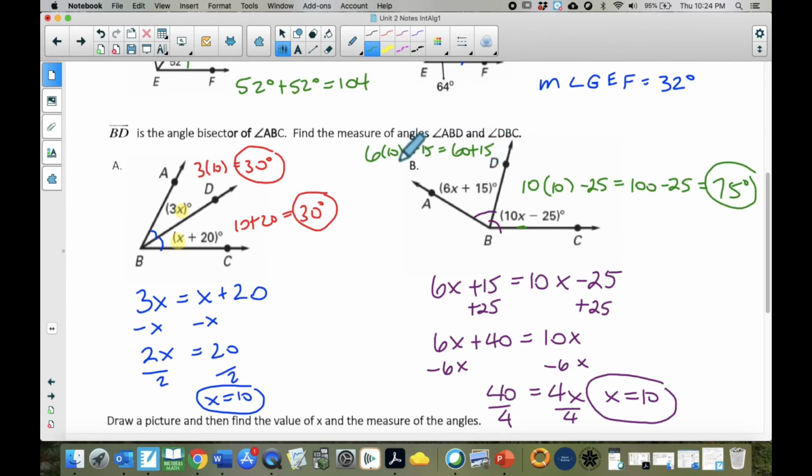Okay, so I'm going to plug in my 10. I get 6 times 10 plus 15. That's 60 plus 15, and yes, that is also 75 degrees. So the measure of each of these is 75 degrees.